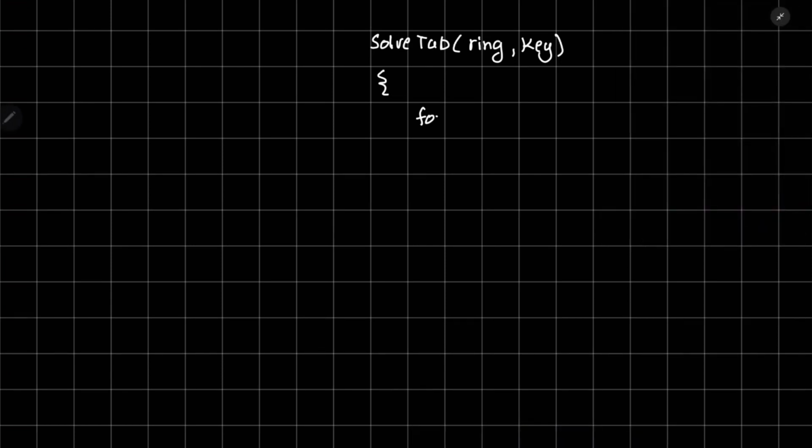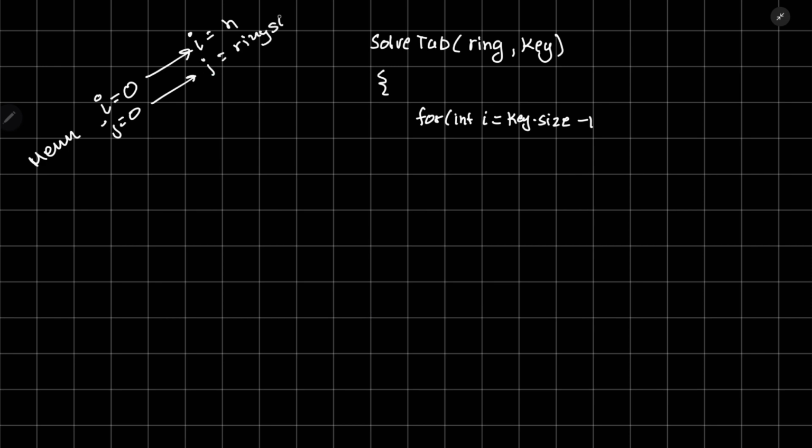So what we'll do is, for int I equals key dot size minus 1. So what we are doing here is, in memoization we had I equal to 0 and we went till I equal to the size of the key array, and we started with j equal to 0 till ring size, and this is key size. So in the tabulation we just have to reverse these. So in tabulation we will start from here and go till here, and we'll start from here for j and go till 0.